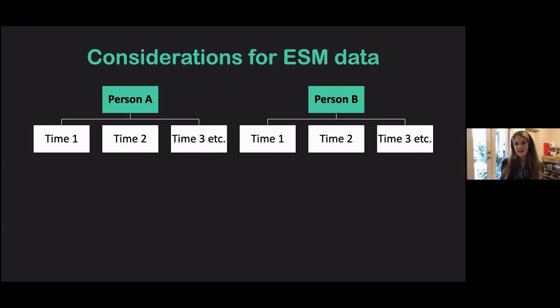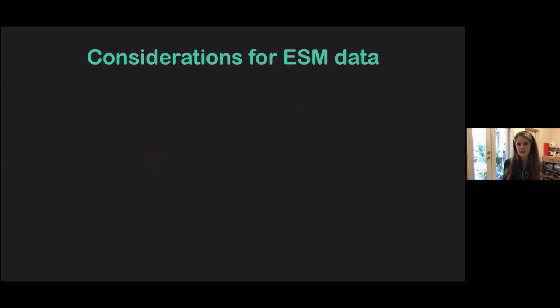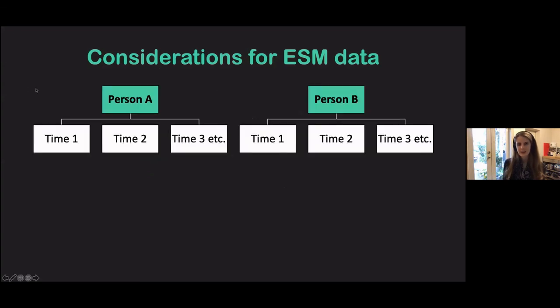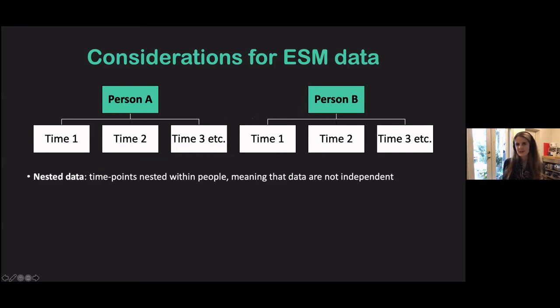So the first thing to think about is what ESM data actually looks like. In your typical study that you might do in the lab, you would have one row per person. And those two people would be 2 rows of your data set. But of course, in ESM data, you have lots of time points nested within people. What that means is that the data aren't independent, and you can't just put them in a normal linear regression or an ANOVA that you might run through your usual software. So what you need to do is think about a method that will account for this nesting.